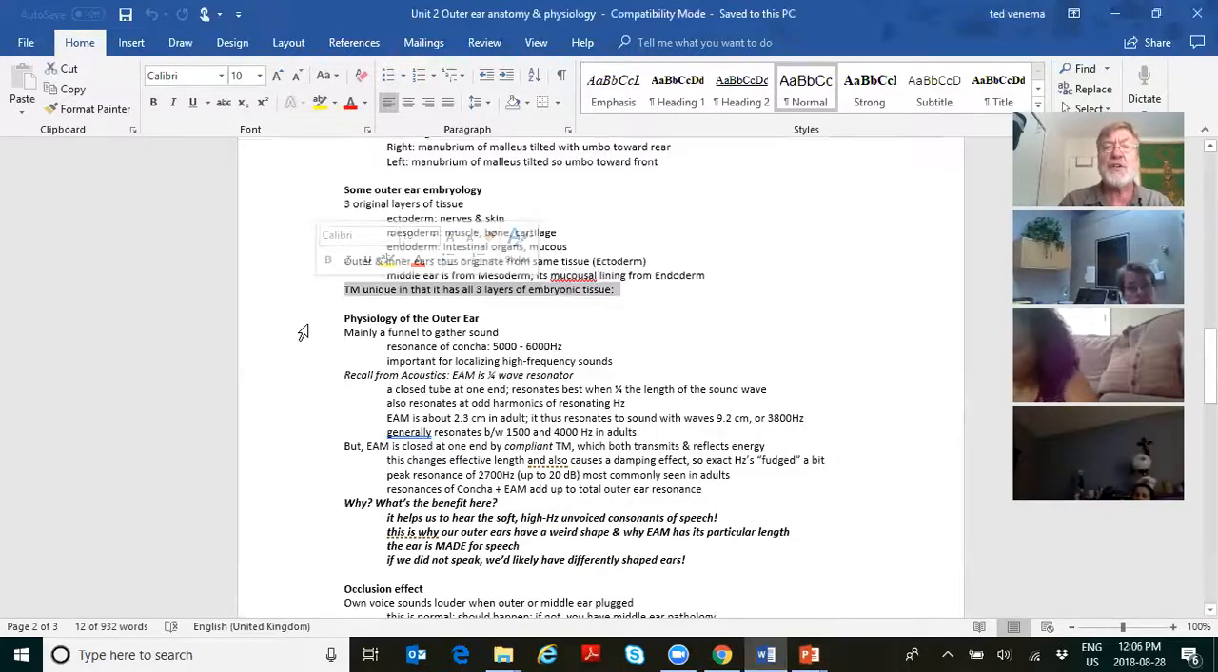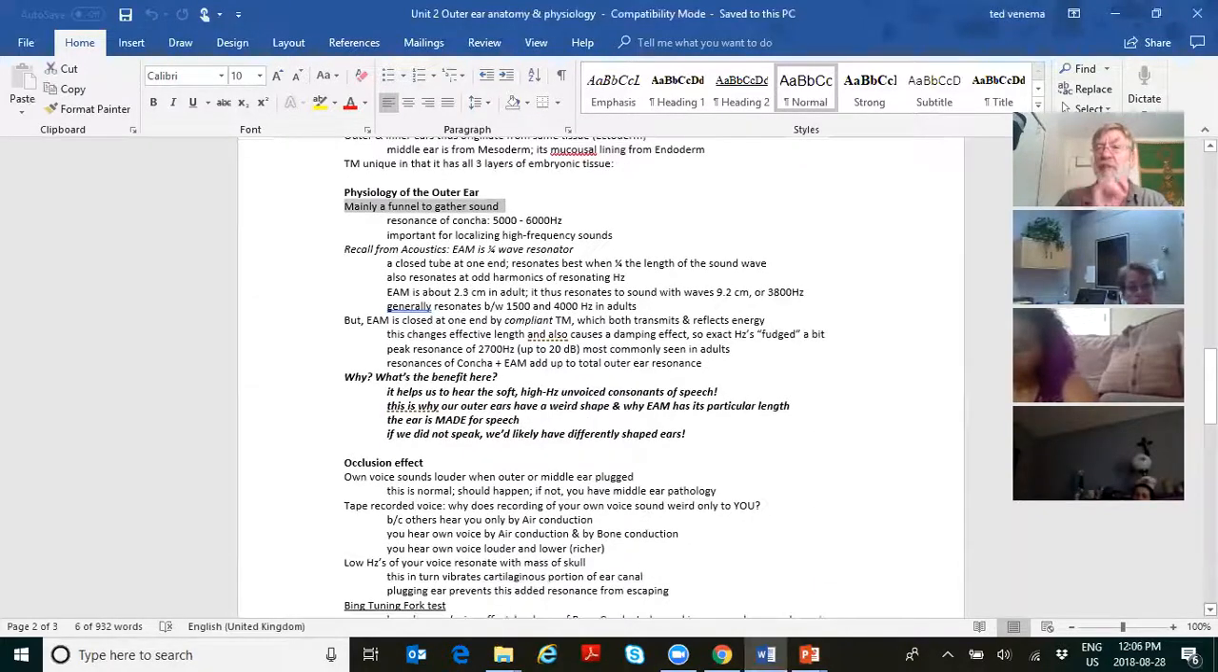Now let's talk physiology of the outer ear. Not what it is, but what it does. The outer ear is mainly a funnel to gather sound, but now put a star by this.